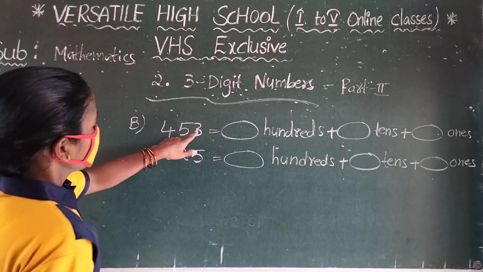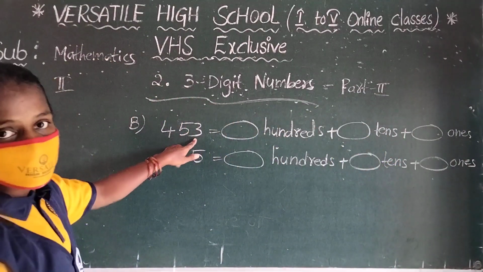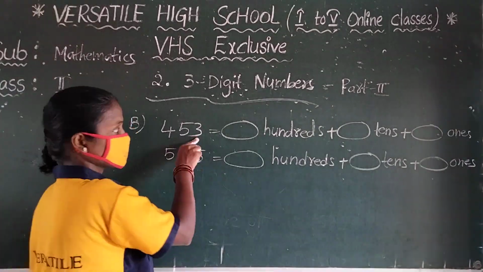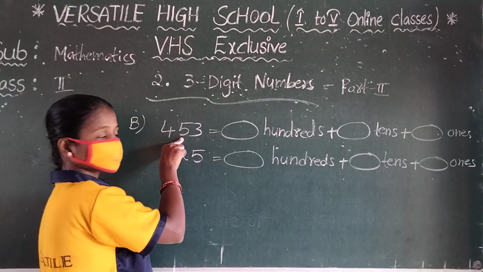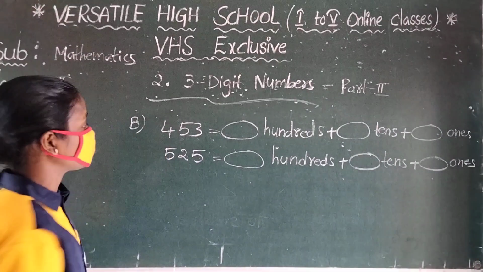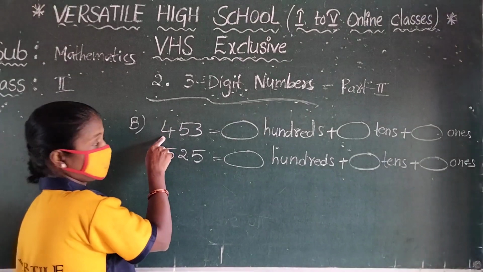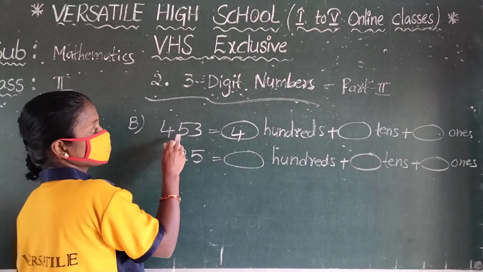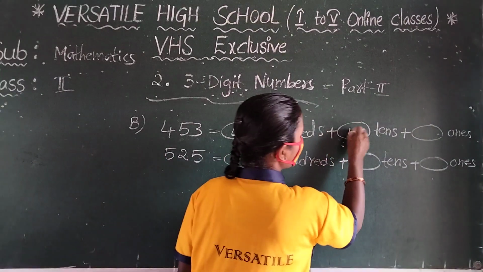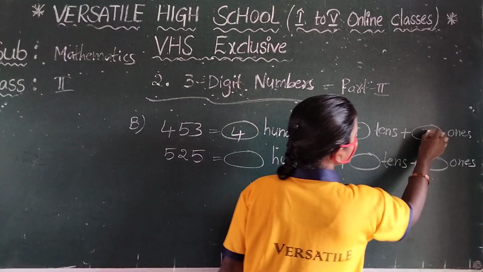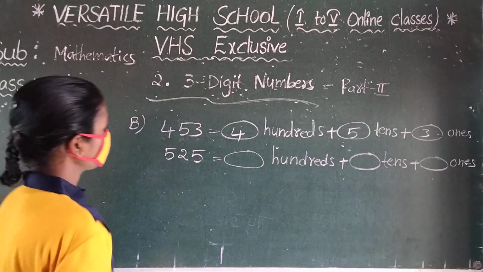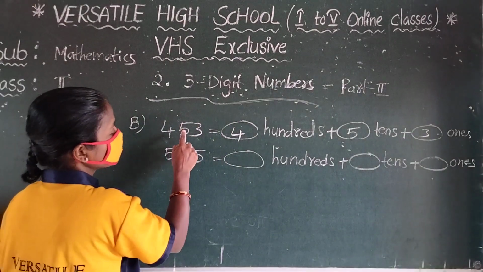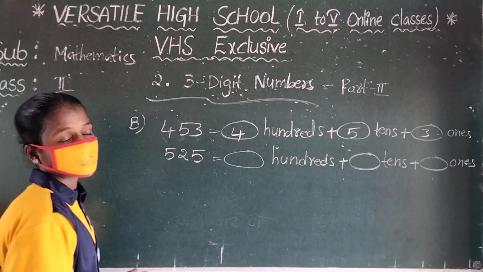So 453. What is in the ones place? 3. Tens place, 5. Hundreds place, 4. So here it is 400. 453 is 4 hundreds, 5 tens, 3 ones. You know, 400, 5 tens, 3 ones.